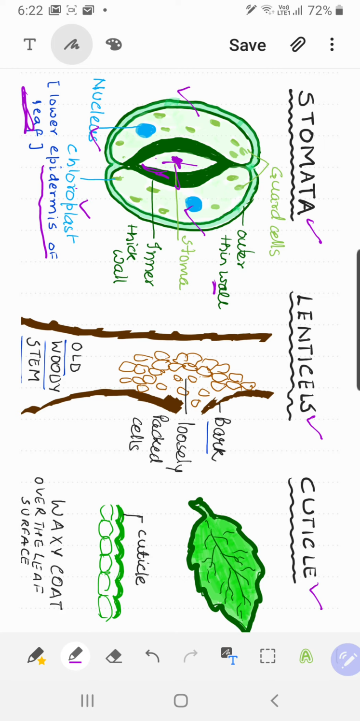When you are asked the function of guard cells, then you say guard cells control the opening and closing of stomata, because if they are turgid, they allow the stomata to be open.